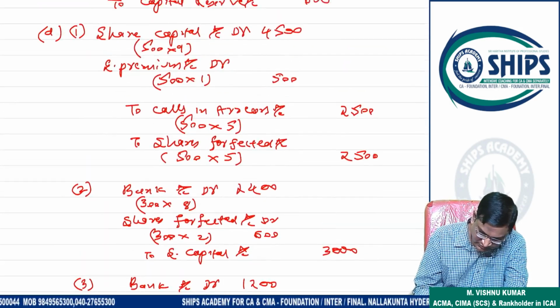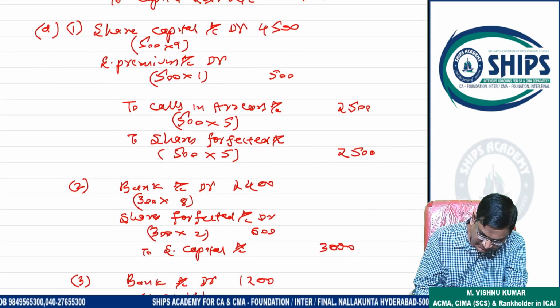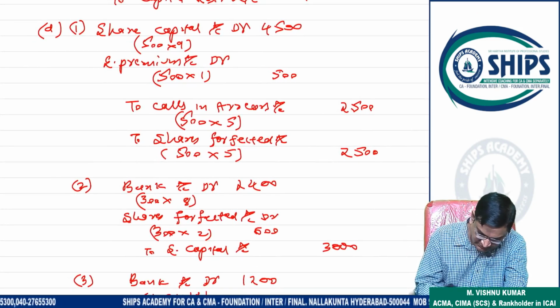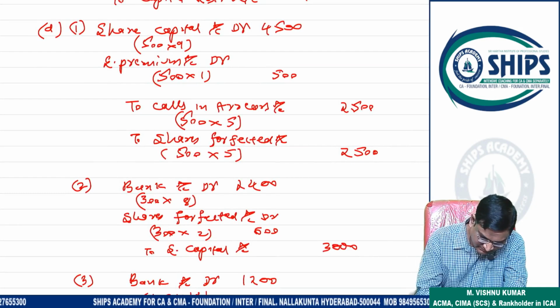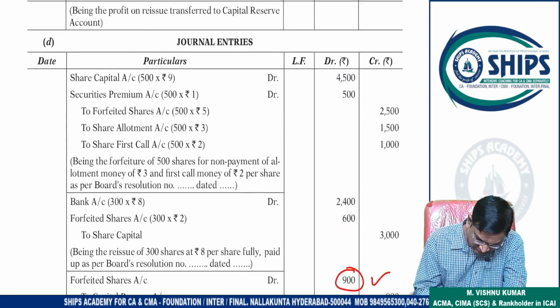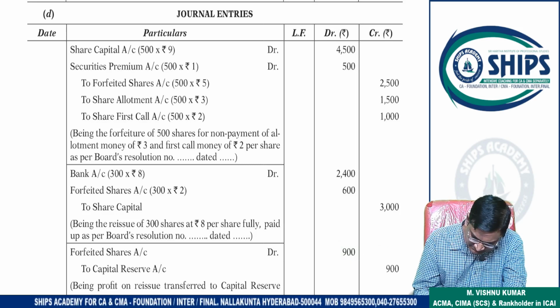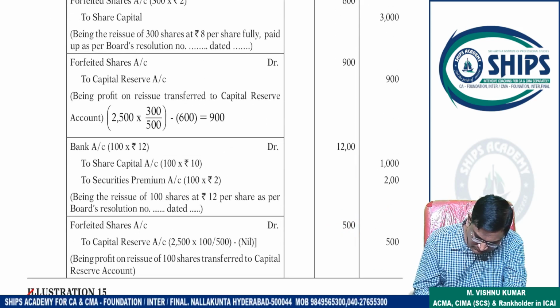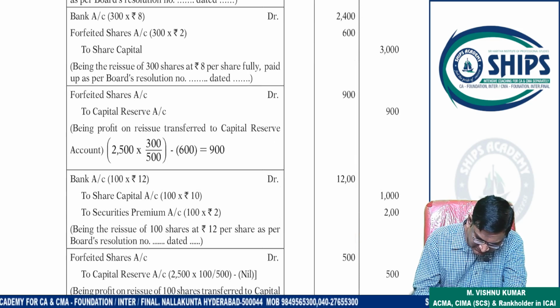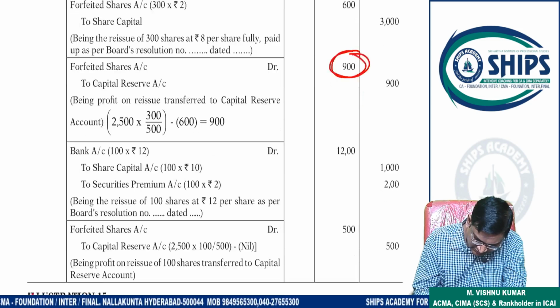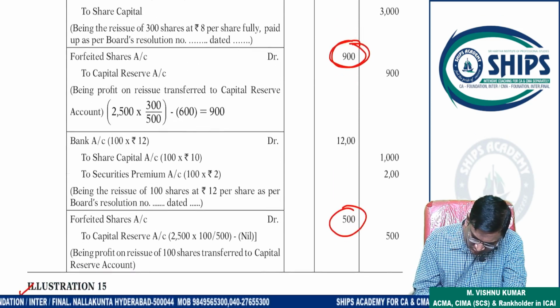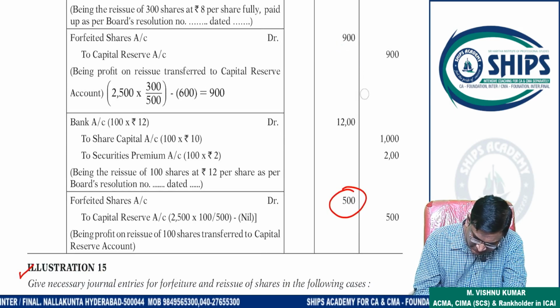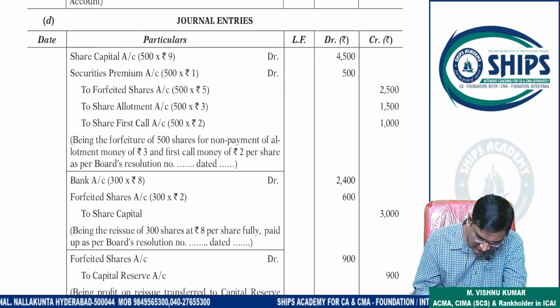Okay, copy this. Key situation. Okay, from here also you can copy, no issue. The answer is there, 900. On 300 shares gain how much? 900. 100 shares gain how much? 500. Total how much? 1400. Okay, copy this.